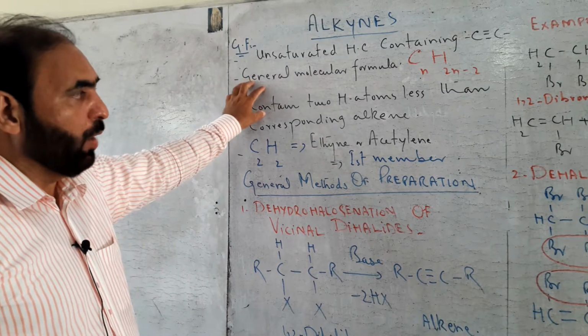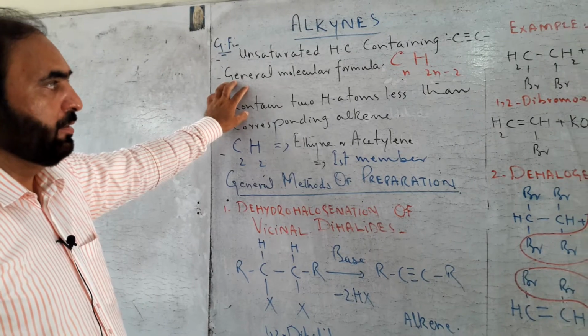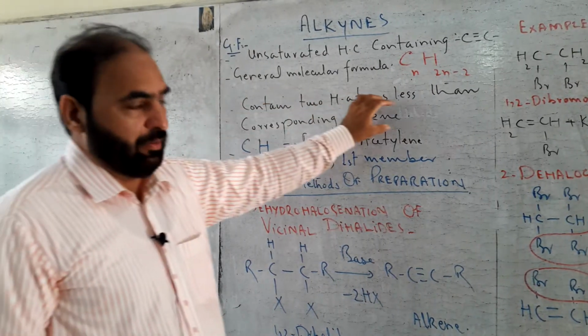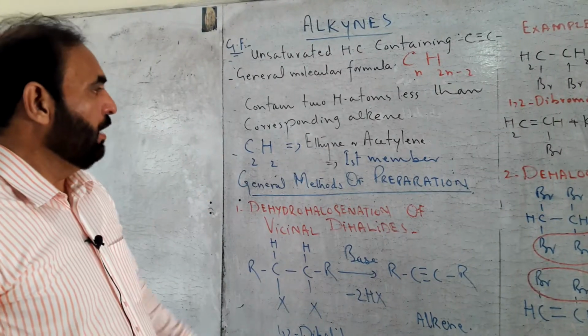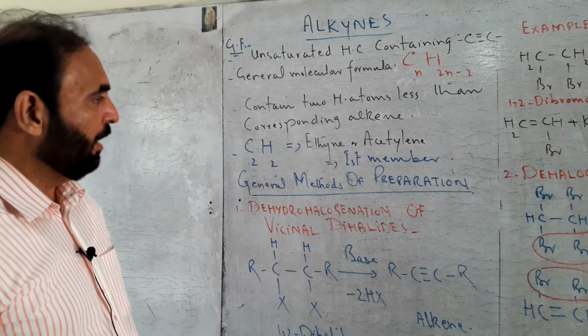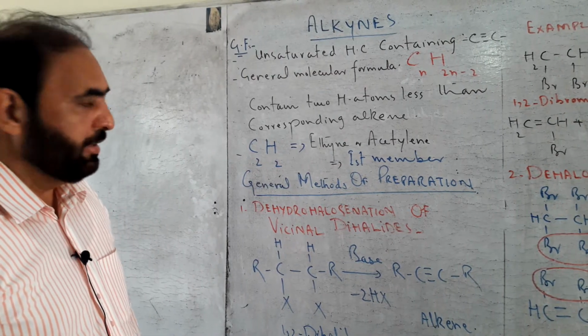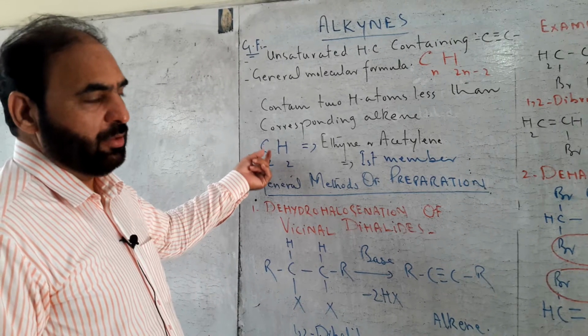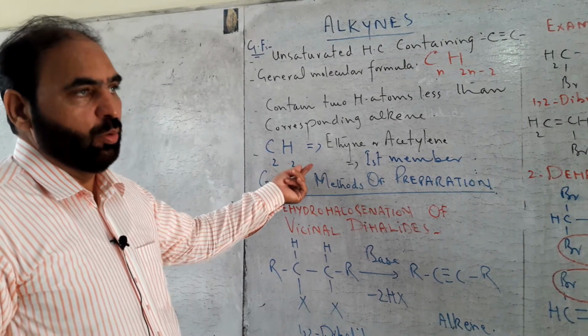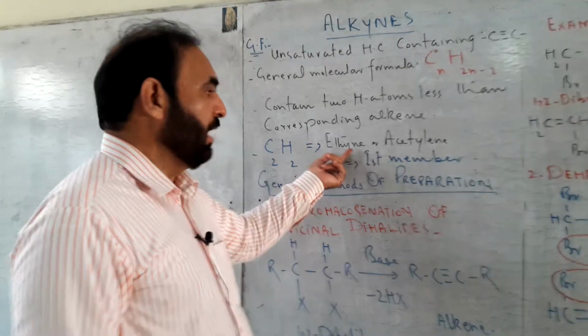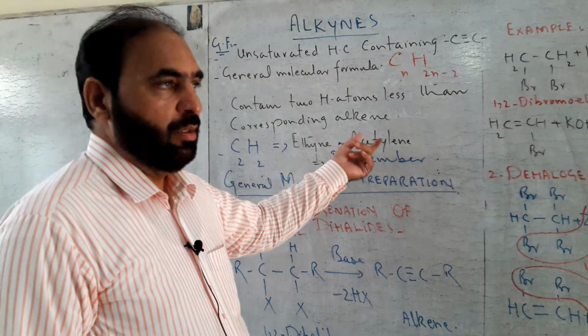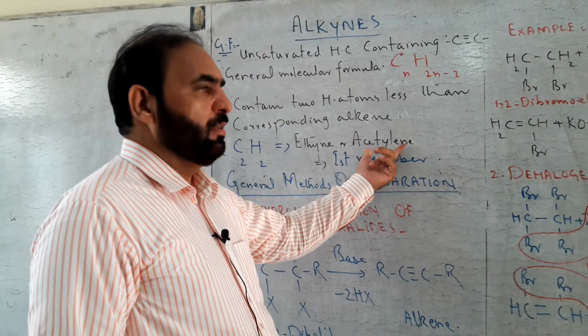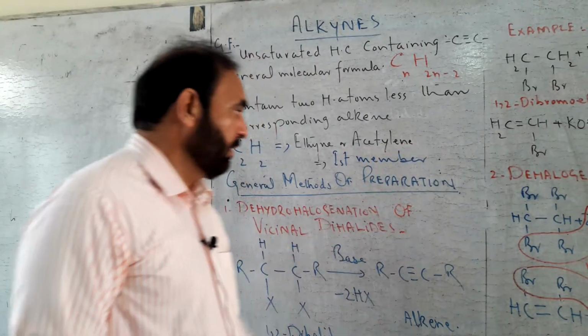Alkyne has 2 hydrogen atoms less than corresponding alkene, and the first member of this family is with 2 carbon atoms, C2H2, given the name ethyne, or its common name is acetylene.